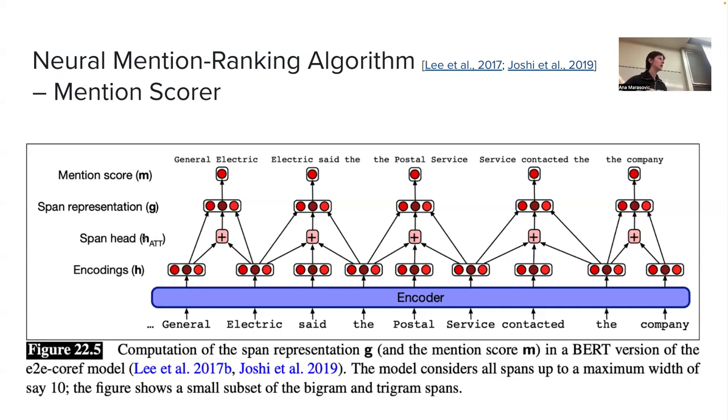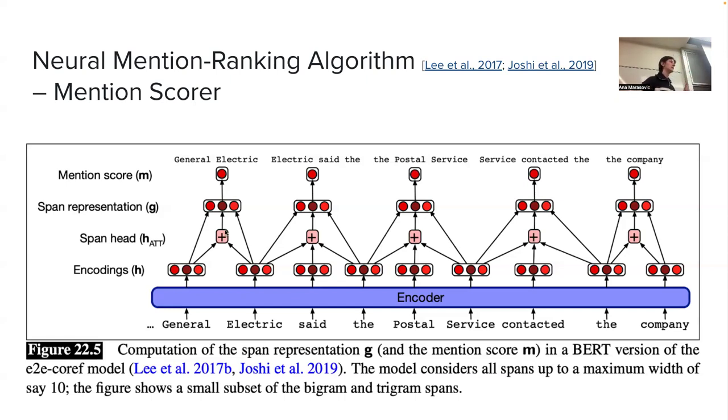It learns a new representation of a given sequence of tokens, where it gives more weight to certain tokens. And then in the end, the span representation is going to be combined by concatenating all these representations. So you take the representation of General, the representation of Electric, and the representation that's learned by the span head, and you concatenate them all together. You might even be doing extra things to further enrich this representation.